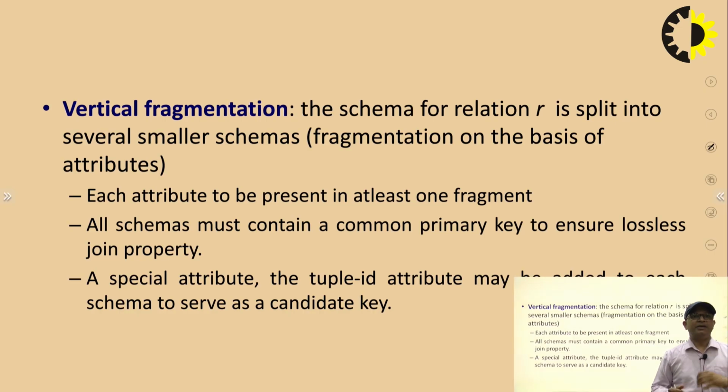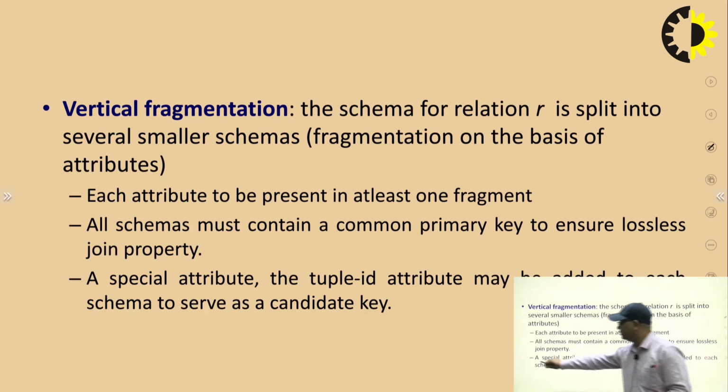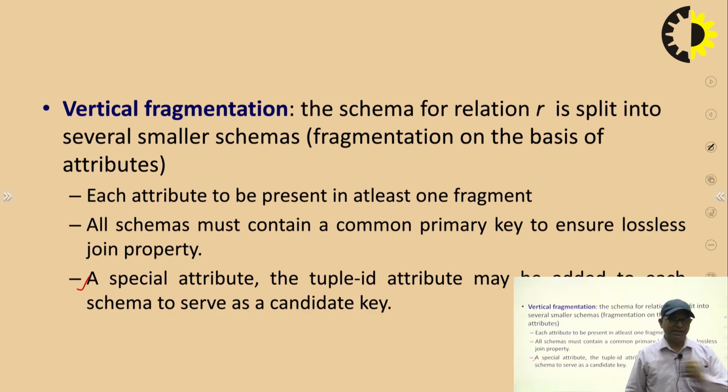Vertical fragmentation: the schema for the relation R is split into several smaller schemas. Fragmentation is based on the attributes, basically following the normalization rule also. Each attribute must be present in at least one fragment, and all schemas must contain a common primary key. This means the normalization approach ensures the lossless join property. A special attribute, the tuple ID, may be added to each schema to serve as a candidate key also. If we are going beyond normalization, then we have to do this to perform vertical fragmentation.